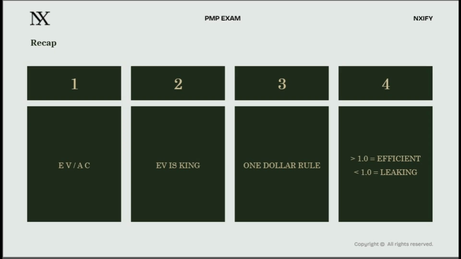4. The status rule. CPI above 1.0 means under budget. Your value output exceeds your cost input. CPI below 1.0 means over budget. Your spending is outrunning your progress. CPI exactly at 1.0 means you are performing precisely on budget, dollar for dollar. The number is not just a score, it's a diagnostic reading on the financial health of everything your team has built so far. Great work getting through episode 7.